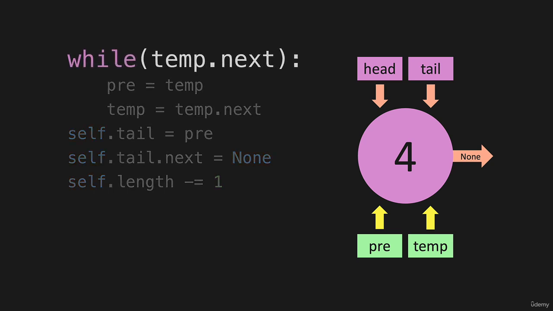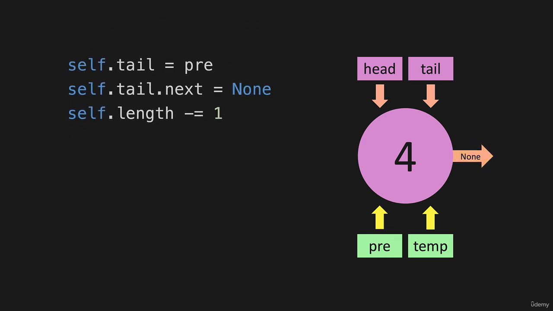So we say while temp.next. In other words, while temp.next is not none, we're going to run this loop. Well, right off the bat, this equates to false, and the while loop does not run. So let's remove that. And that's all we're going to use temp for, so I'm going to drop that out.